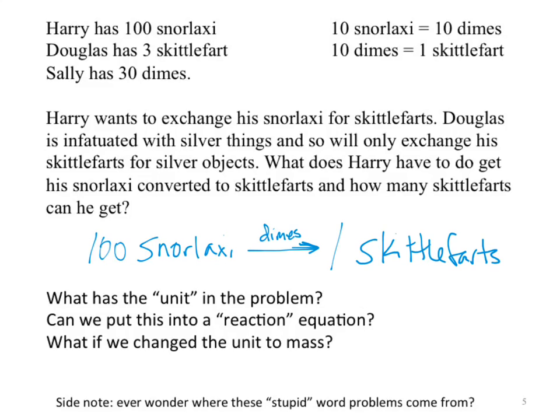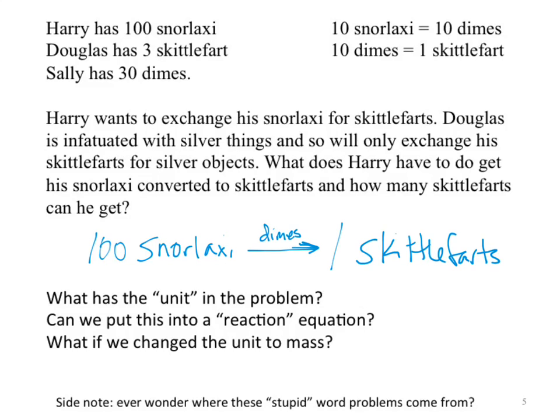So here's the next issue. Okay, our unit is a count. It's 100 Snorlaxes. Okay. Our unit is a count, a number of Snorlaxes, a number of Skittle farts. Why is this important? What if we change the unit to mass? Can we do that conversion?